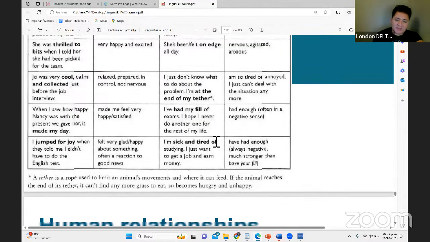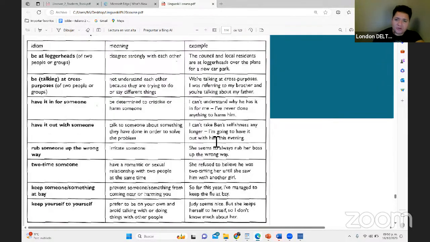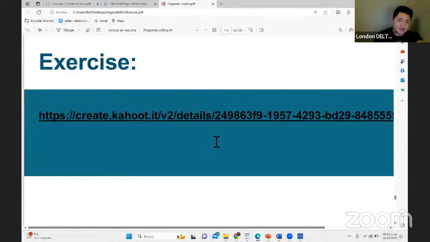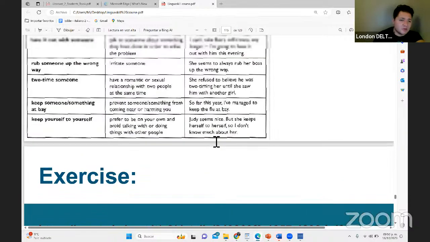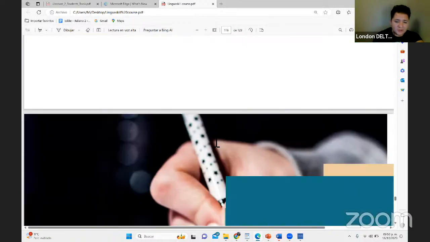So check these for your homework. If there is any of these idioms that you don't understand, you can send me a question here in the chat on WhatsApp.